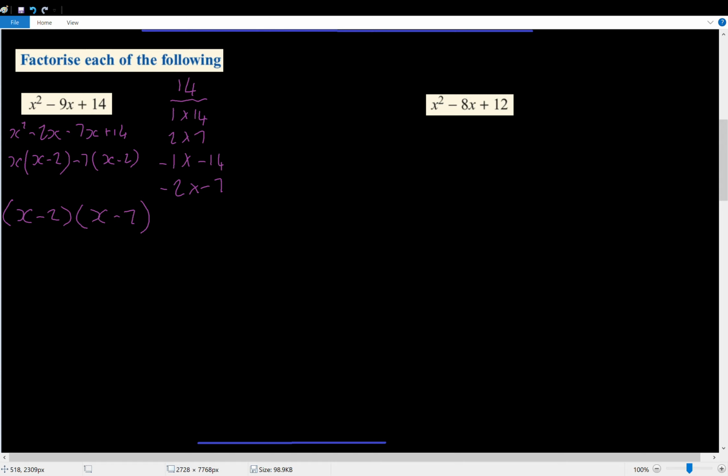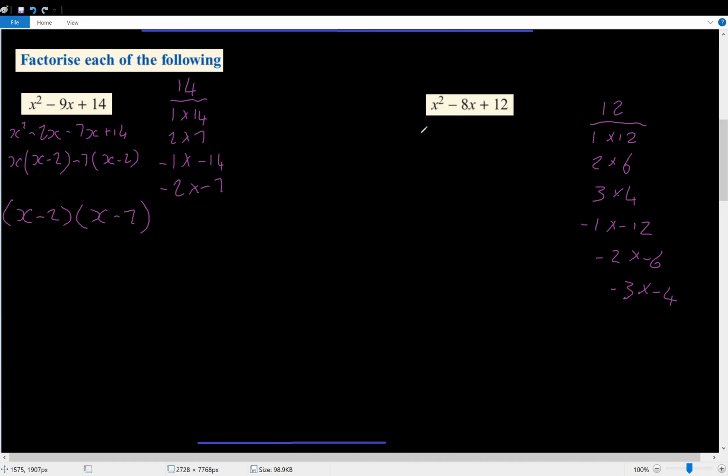Alright, let's see that again, just to make sure we're definitely getting this. Same process as before. We multiply the coefficient of x squared, which is 1, times our number on the end, which is 12. So we get 12. Then we're going to list out all the factors of 12: 1 times 12, 2 times 6, 3 times 4. And because we've got a minus in here, we're going to get the negative factors as well: minus 1 times minus 12, minus 2 times minus 6, minus 3 times minus 4. And we're going to need to use minus 2 times minus 6, because minus 2 and minus 6 is minus 8.